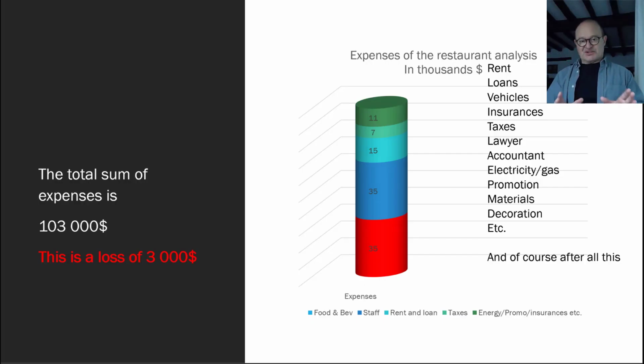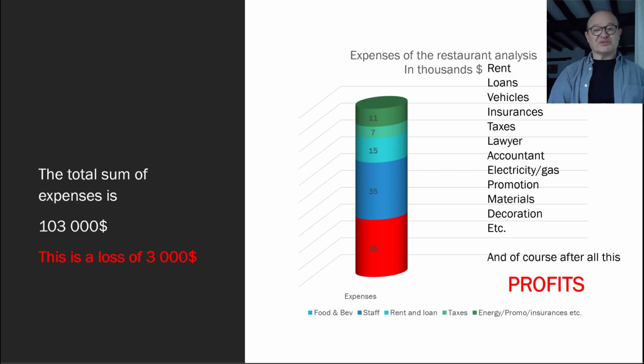If you look at this restaurant, of $100,000, you have $35,000 going for the food. You have another $35,000 going for the staff and the social charges, the staff food, the staff uniform, and so on. So this is already $70,000 which are gone. $30,000 is just remaining for you to pay rent, loans, vehicles, insurances, taxes, lawyer, accountant, electricity, gas, promotion, materials, decoration. And of course, you must not forget that in these $30,000, you must have also profits.